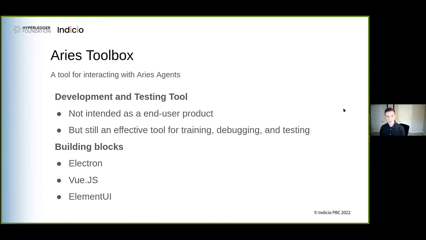So the Toolbox is a development and testing tool first and foremost. It's not really intended as an end user product. And the reason for that being not that we don't intend to put as much polish on the Toolbox as is possible, but rather we intentionally expose some of the guts of the interactions that are taking place as a way of exploring the interactions, and it makes it a really good tool for things like trainings, debugging and testing your agents, and just all around useful, hence the name Toolbox here. It's built as a JavaScript application, runs in an Electron window, with Vue.js and Element UI as the components that are in use.